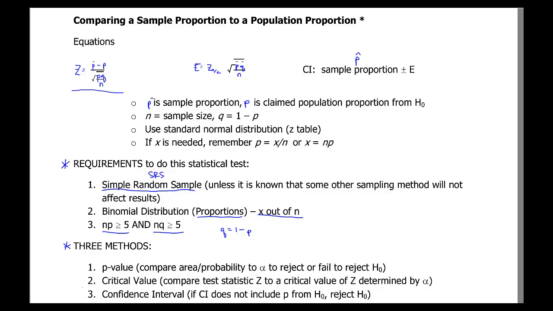So I'm going to do an example. The first part of the problem applies to all 3 methods. You should do the first part of the problem for any method you choose. And then after that, on the next page, we'll look at each method individually. They're all going to lead to the same conclusion, but we'll look at the process for each one.